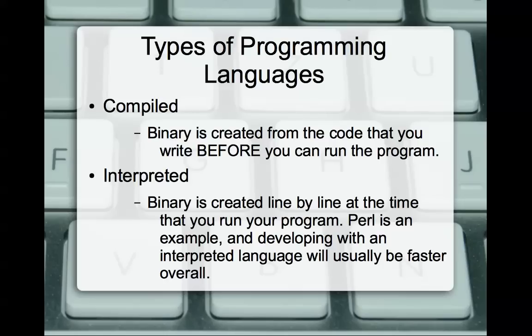An interpreted language interprets your code line by line and turns it into binary as it goes. So you don't have that extra step. And Perl is an interpreted language, and generally developing with an interpreted language is a bit faster because you don't have to be waiting around all the time.